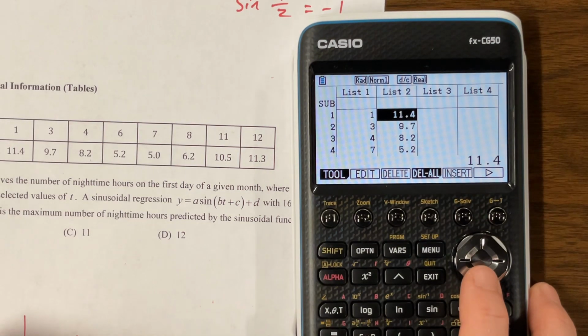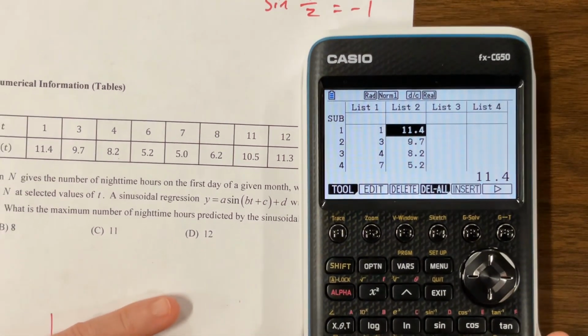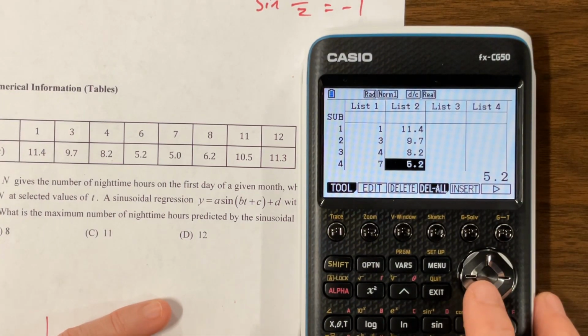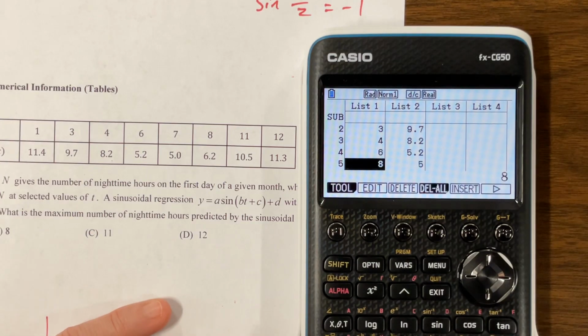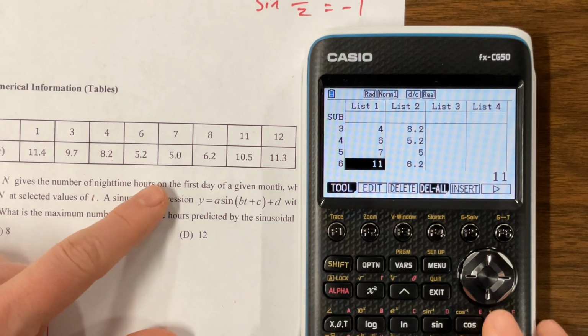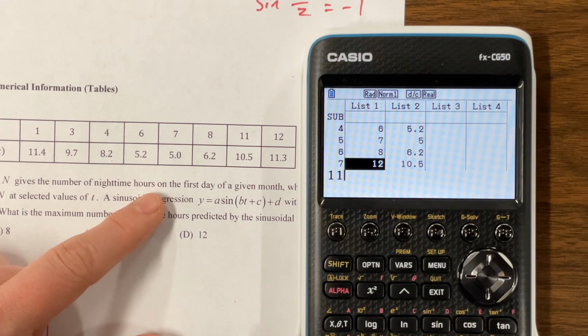1 should be with 11.4. 3 should be with 9.7. 4 should be with 8.2. 6 should, no, there should be a 6. 6 should be with 5.2. 7 should be with 5. 8 should be with 6.2. Did y'all catch this mistake before I did? Good for you. Very smart.